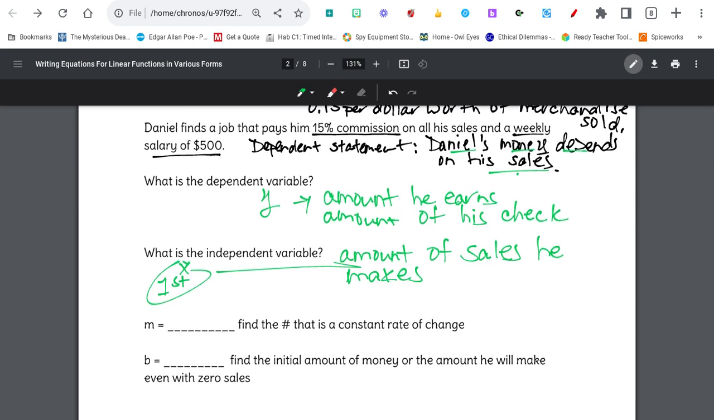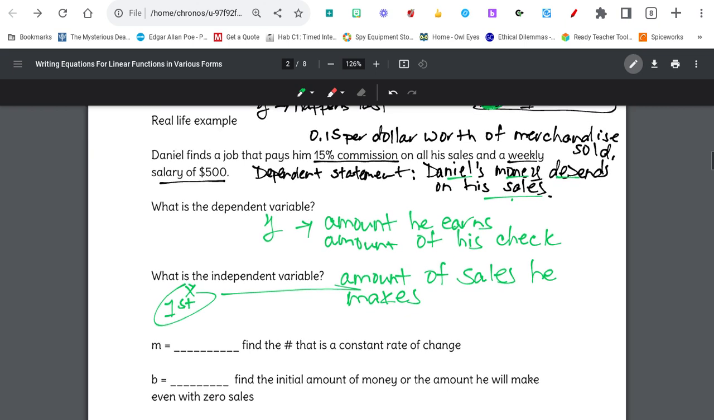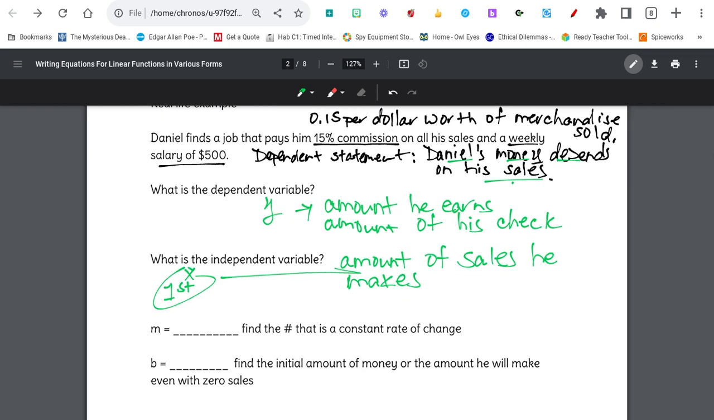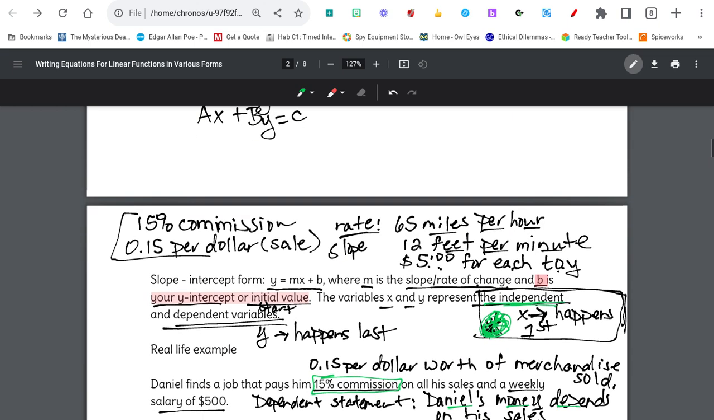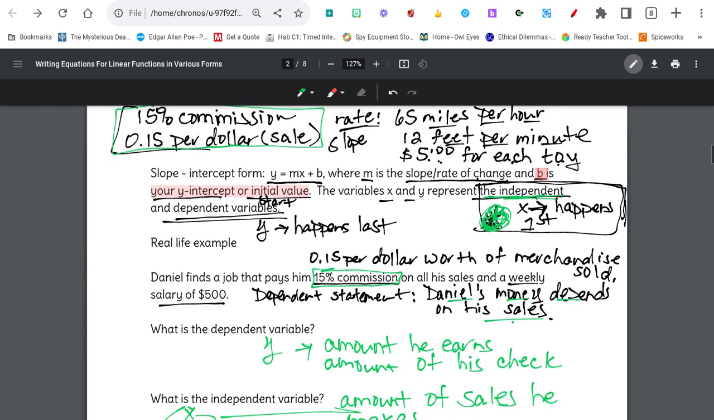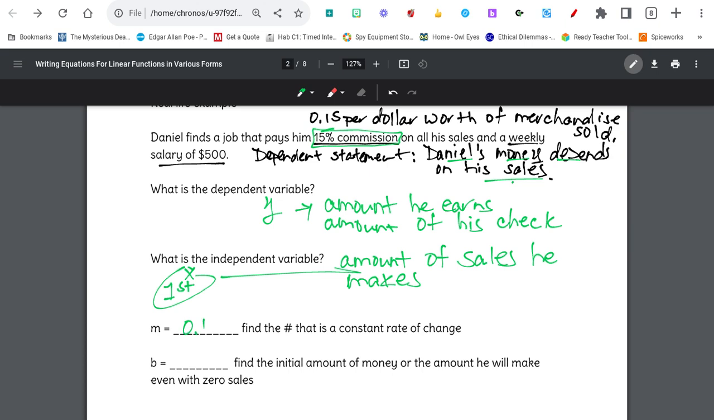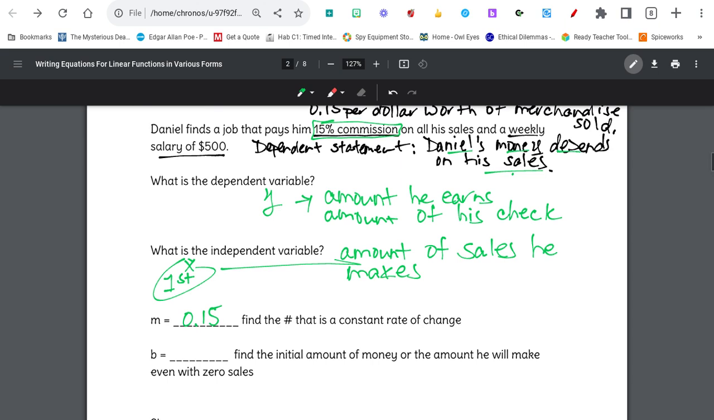Now let's take a look at our slope. It says find the number that is a constant rate of change. So Daniel is going to constantly make, not $15, 15 cents per dollar worth of merchandise sold. Because it said he will have a 15% commission, that's a rate, guys. We talked about a 15% commission as being 15 cents per dollar worth of merchandise he sells. So my slope will be 15 cents. That's what he's constantly going to make for every dollar worth of merchandise he sells.